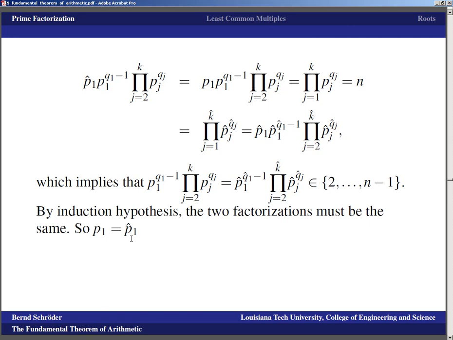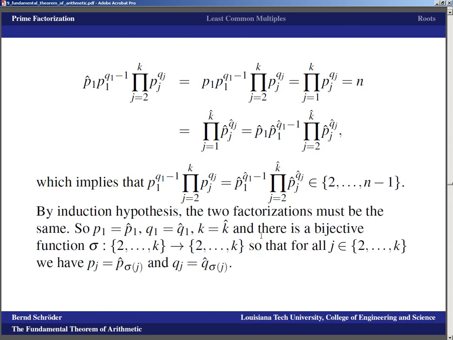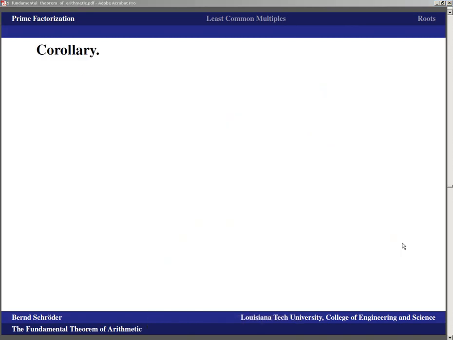That is, p1 must be p1 hat, q1 must be q1 hat, k is k hat, and there's a bijective function sigma that scrambles the numbers 2 through k, so that for every j between 2 and k, we have that pj is p sigma j hat and qj is q sigma j hat, which just basically means that all the factors here are the same as over here. They just are scrambled and they occur with the same exponents. Whoa, okay, let's prove a quick corollary here.